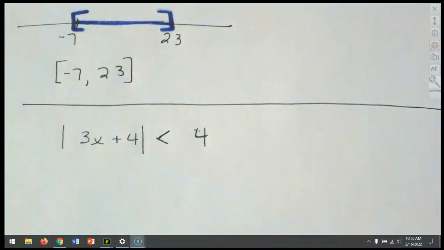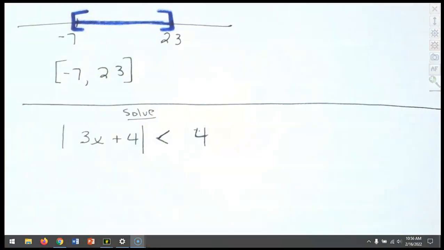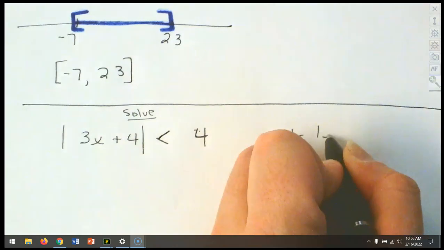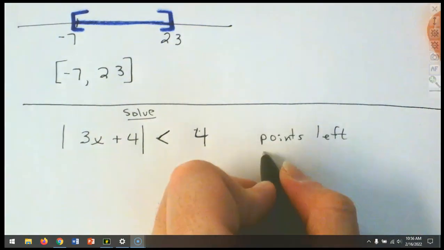Okay, so which way does it point? Okay, points to the left. If it points to the left, what do we need? 3 parts.